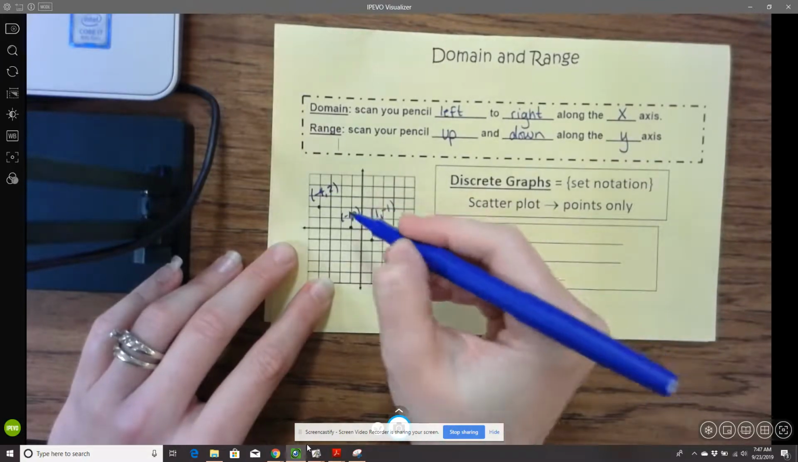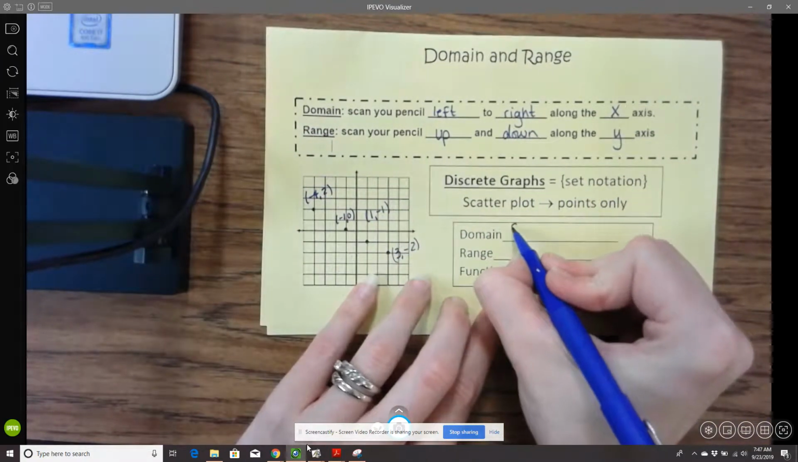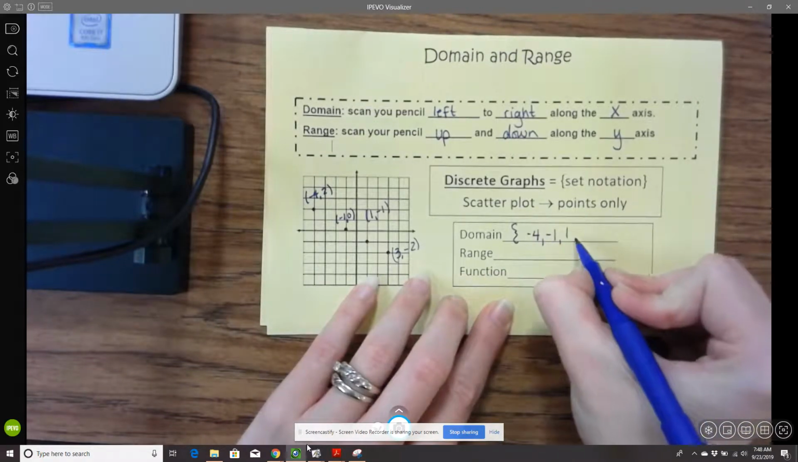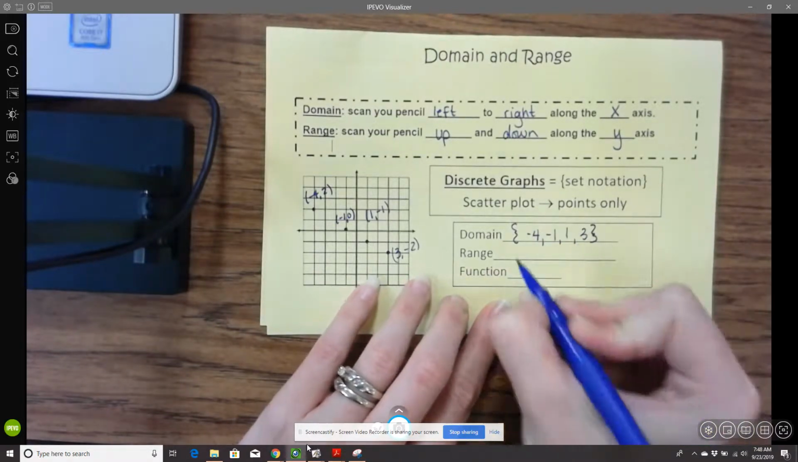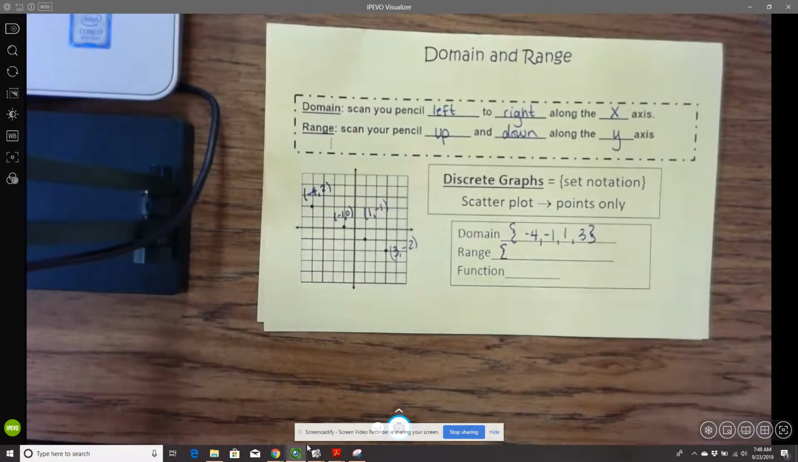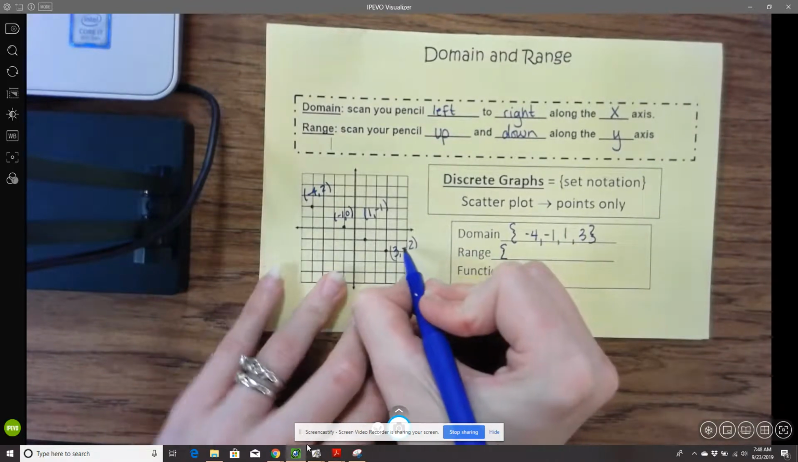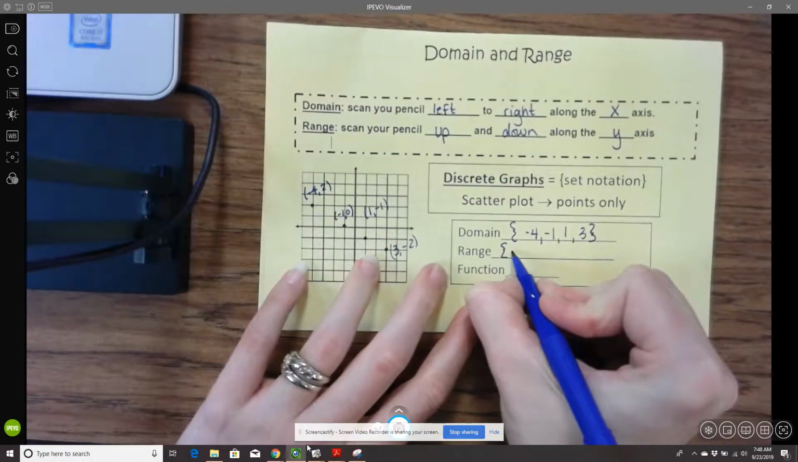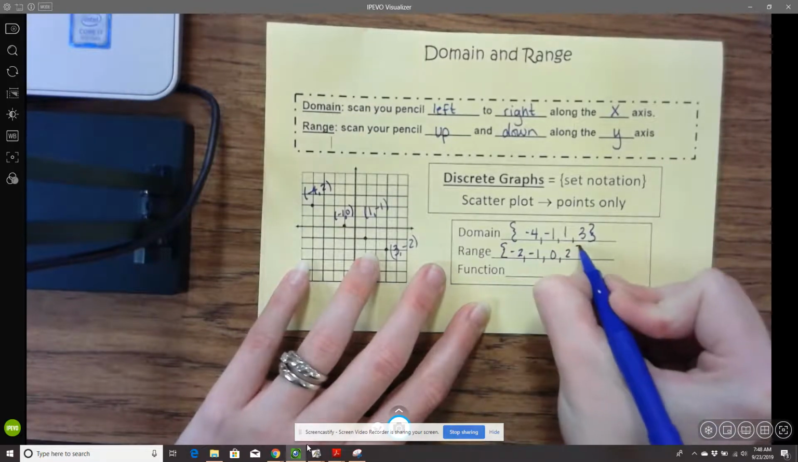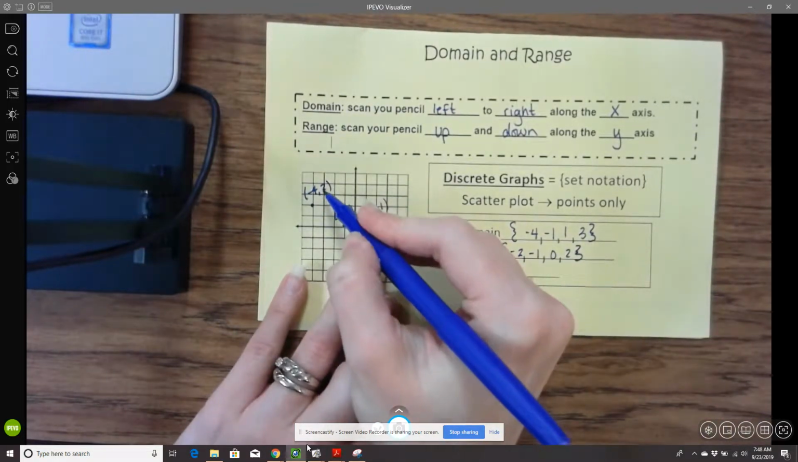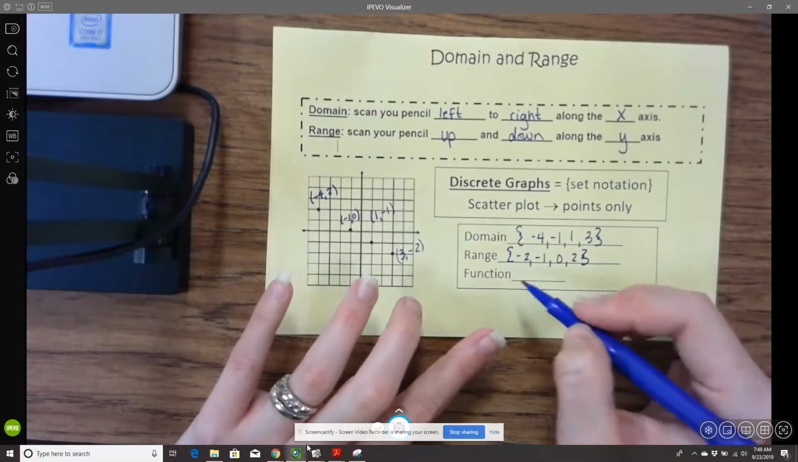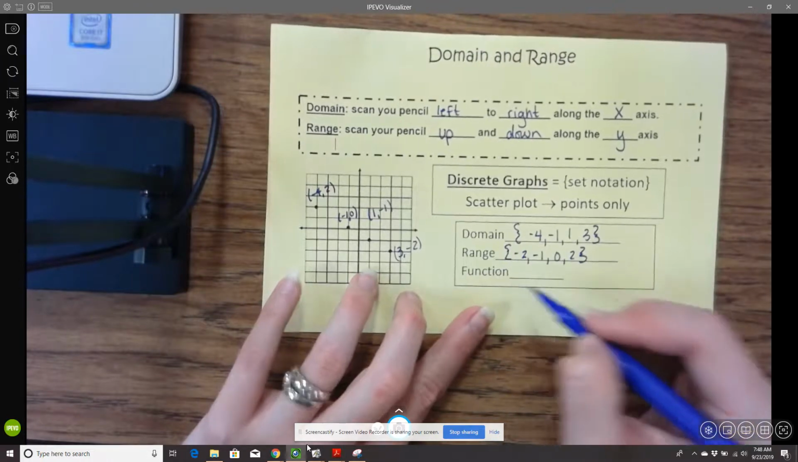So my domain is going to be all of the x values. So my domain would be -4, -1, 1, and 3. For my range, it's going to be the y values, and you can put them in numerical order. So you could start with the -2, and you could do -2, -1, 0, and 2, or you could do the reverse. You could do 2, 0, -1, and then -2. And so it's asking for the function, what the equation is.